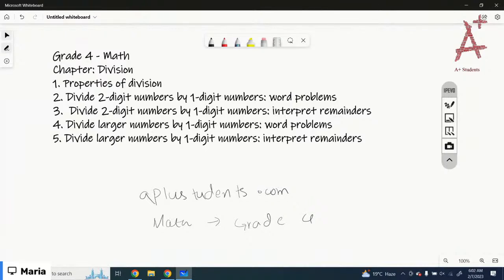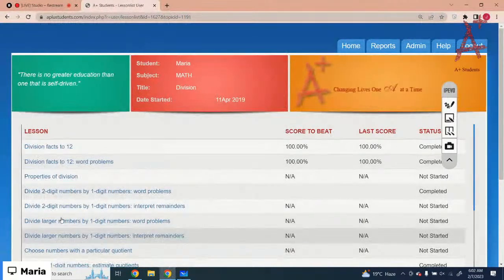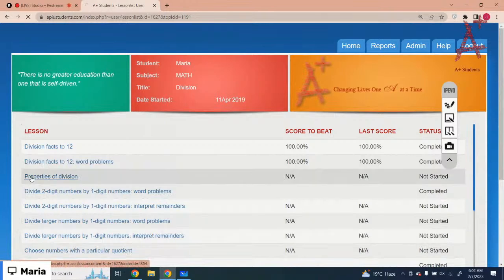So let's just start with the first lesson. Please make sure you have your notebook and pencil so that you can note down the important examples and definitions as well. We're on the grade 4 maths. Chapter name is division, and we're going to start with the first lesson, that is properties of division.